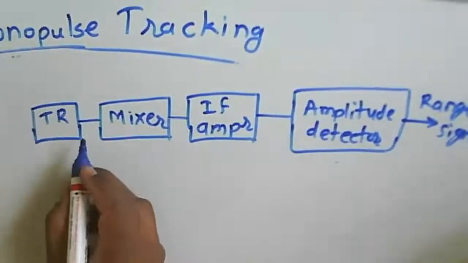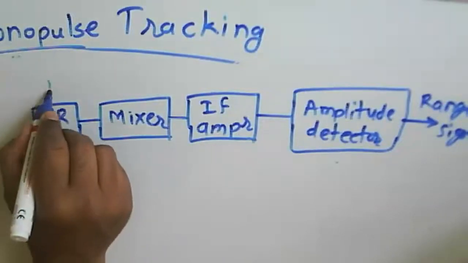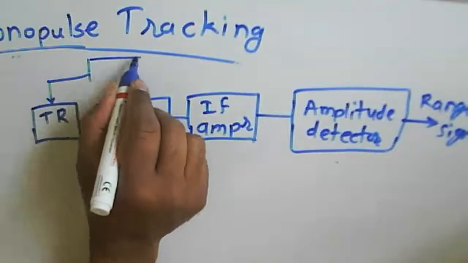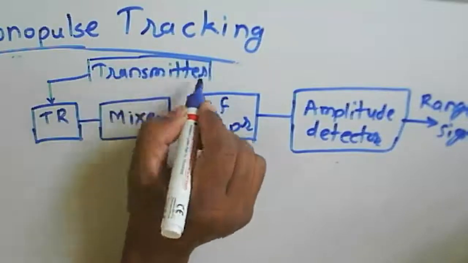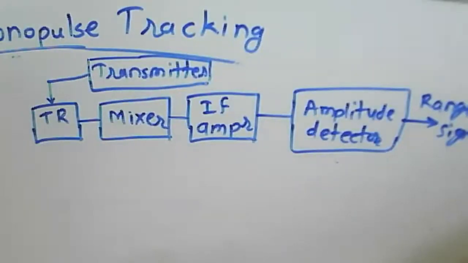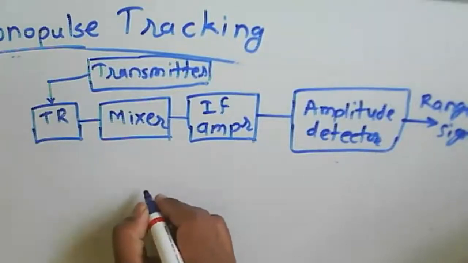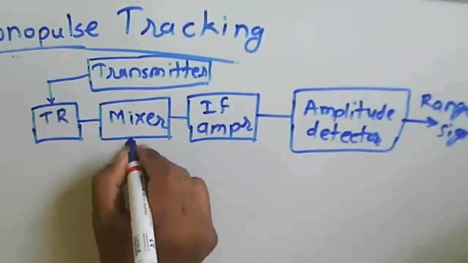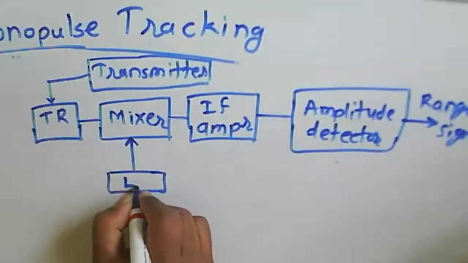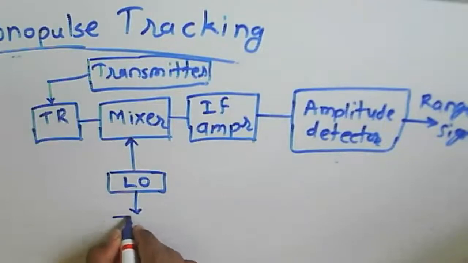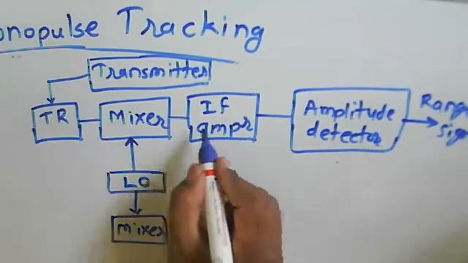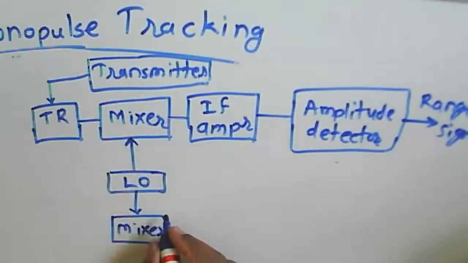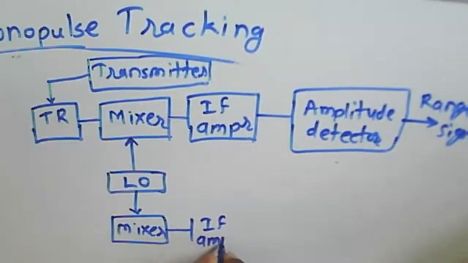Now this transmit receive switch is just like a duplexer. At the time of transmission we can transmit the signal, so this is the transmitter here. Then we have a local oscillator given to this mixer, and then another one, because we have a sum signal and a difference signal. Mostly this is the sum channel or sum signal. Then a mixer, then we have an IF amplifier here.